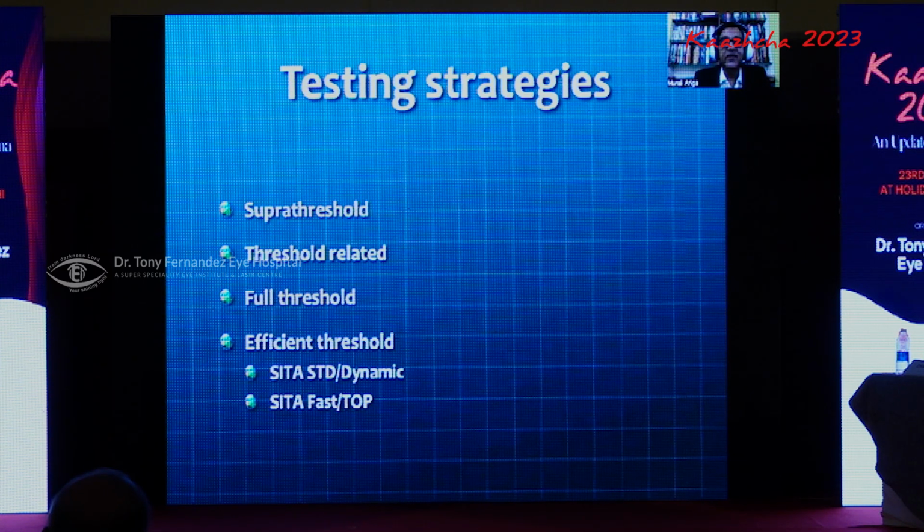But SITA Fast, even though it's a quick test, sometimes patients don't understand and they don't do it so well. The same applies to the TOP also. So I think a standard default strategy for testing would be the SITA Standard or the G dynamic, and 24-2 or 30-2, depending on the circumstance you are testing. A 30-2 will take more time for testing.